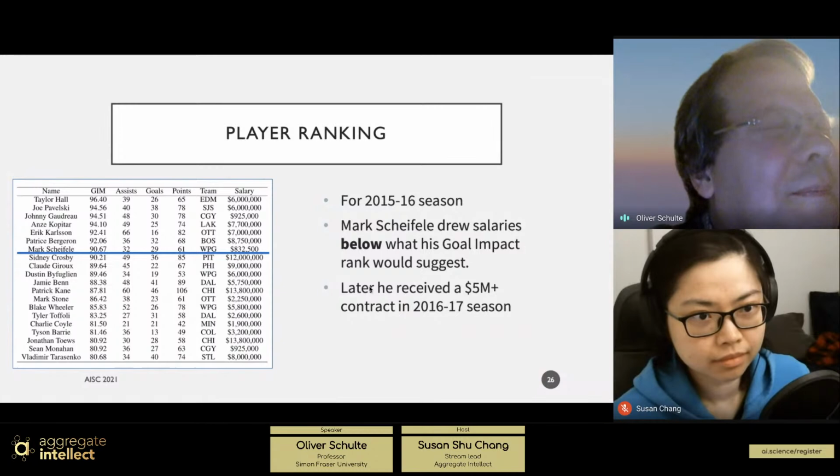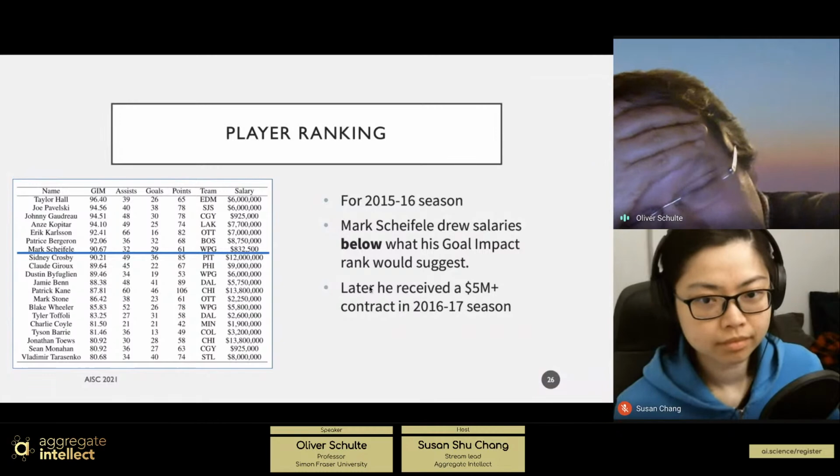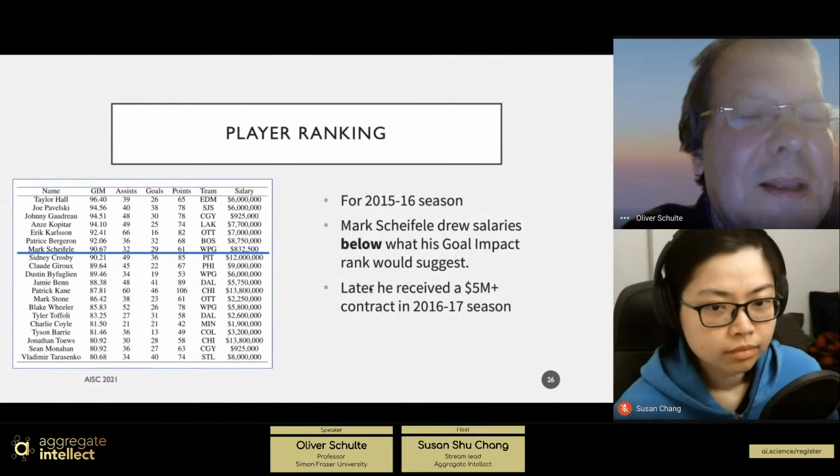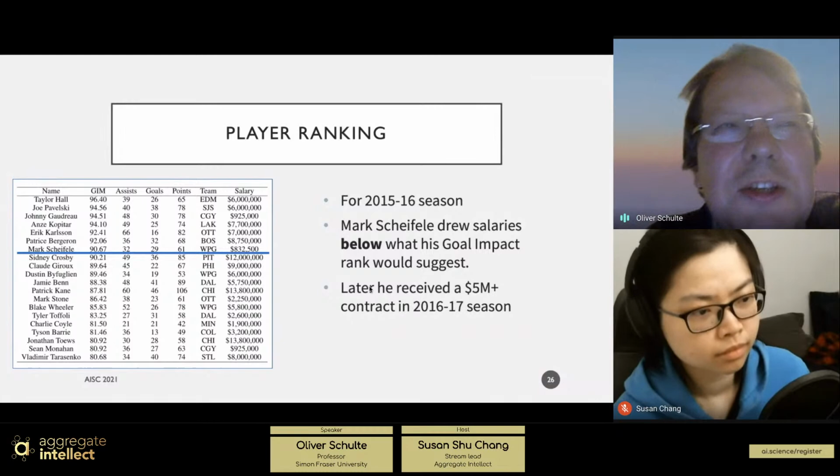There was another case, I mentioned this in my paper, Jason Spezza. He was ranked really highly, and one season was playing with the Senators when they were a terrible team. So the team was very bad, but he came out really high in our ranking. So that shows that actually we can separate the quality of the team from the quality of the player.